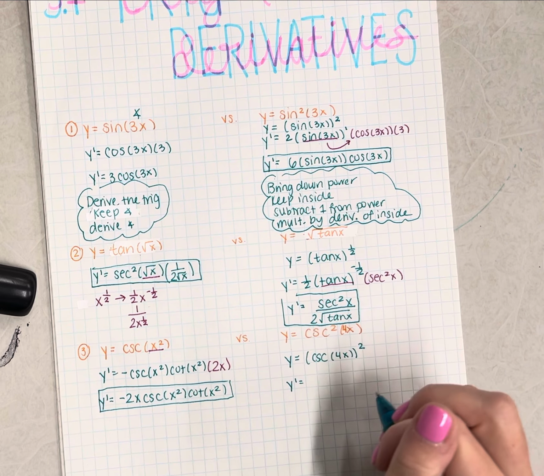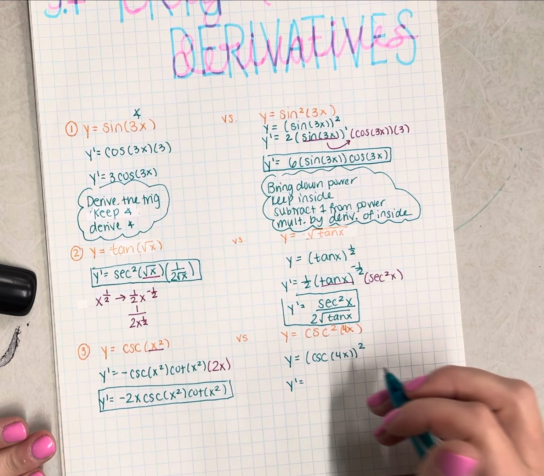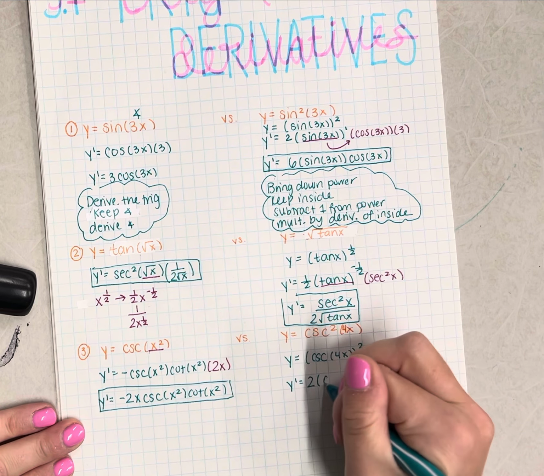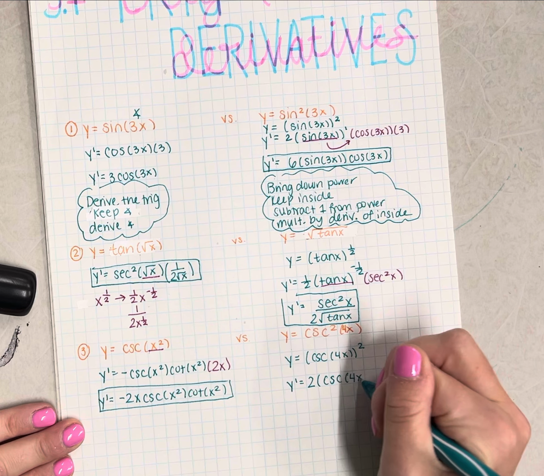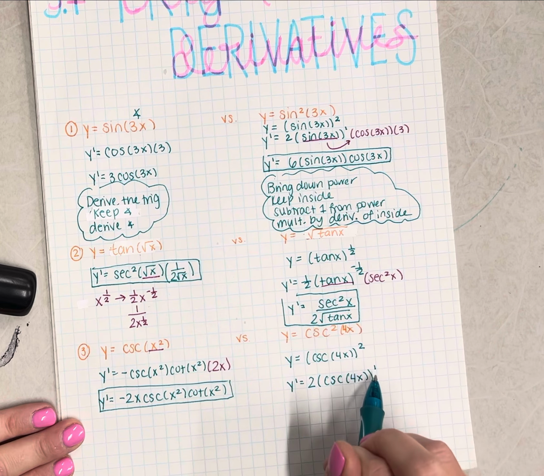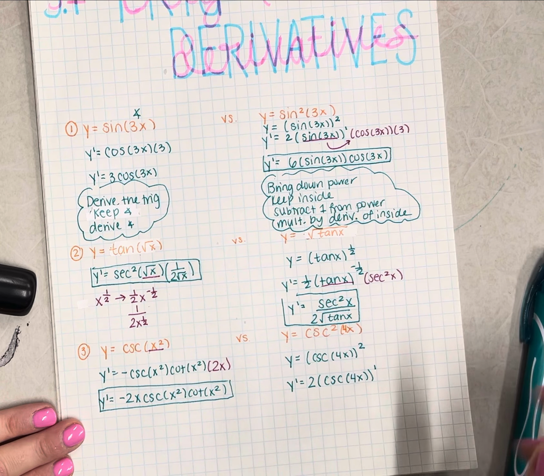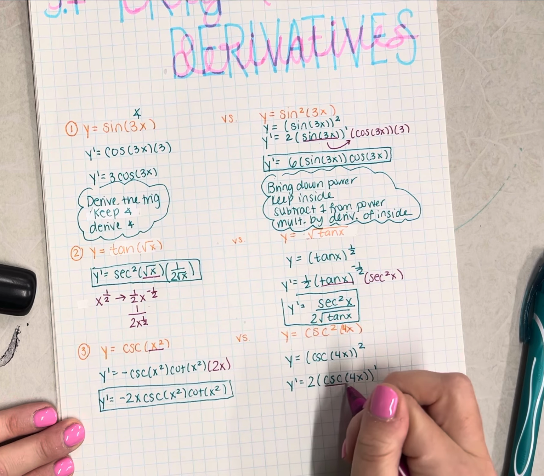Now, excuse me, I'm getting a cold. Okay, bring down the power. Keep the inside. Subtract 1 from the power. I don't need to put the 1 there, but I will for the sake of the video. Now we're going to multiply by the derivative of the inside.